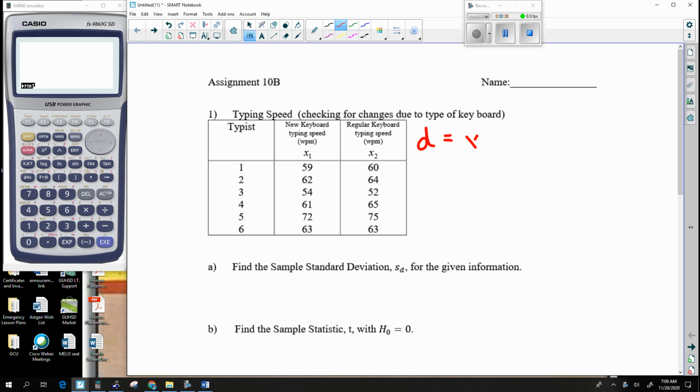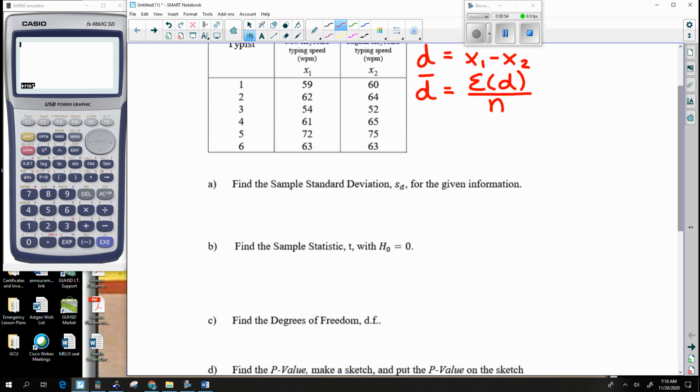A difference is x1 minus x2, or in calculator speak, list 1 minus list 2. We're going to have to find an average of that, which is you add them up. So you add up all those differences, which again is a list, and you divide by the number of numbers. After we establish those things, we are going to be able to accomplish our standard deviation.